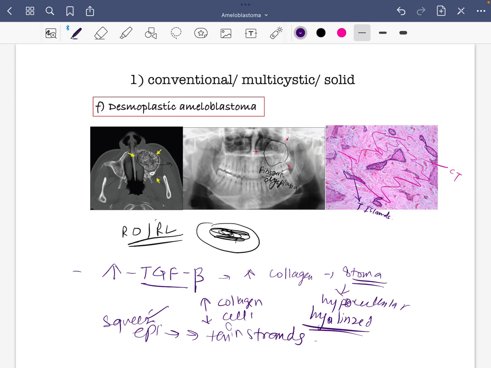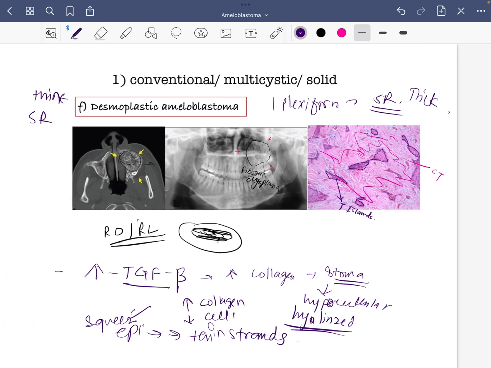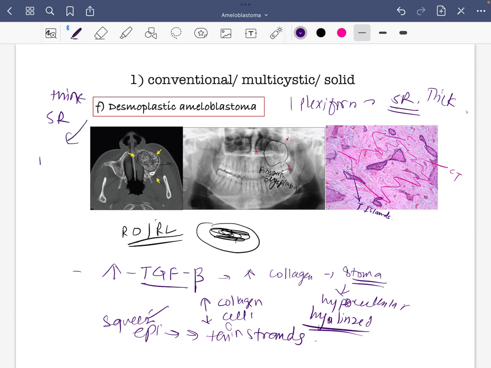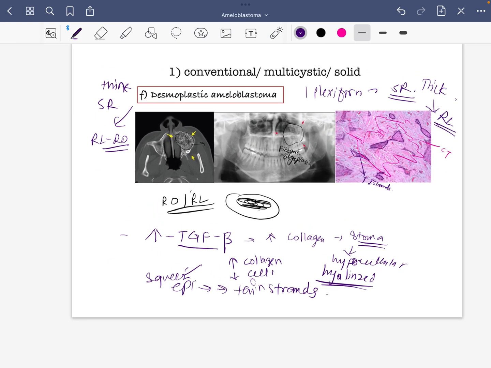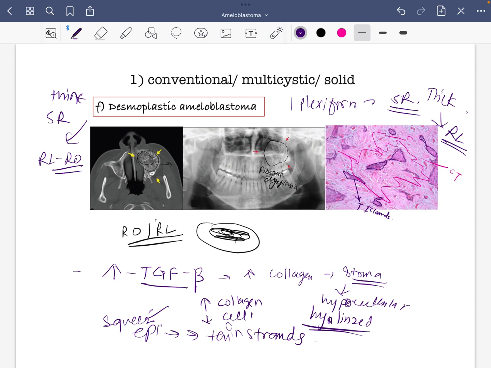So the only differentiator, where you're going to be confused, is desmoplastic or plexiform. In plexiform, you can make out stellate reticulum cells, and the strands are thick. In desmoplastic, they are thin, and you can't make out stellate reticulum. Radiographically, desmoplastic is a radiolucent, radiopaque kind of lesion. Plexiform is your radiolucent lesion, right? So with this the conventional multicystic type is covered.